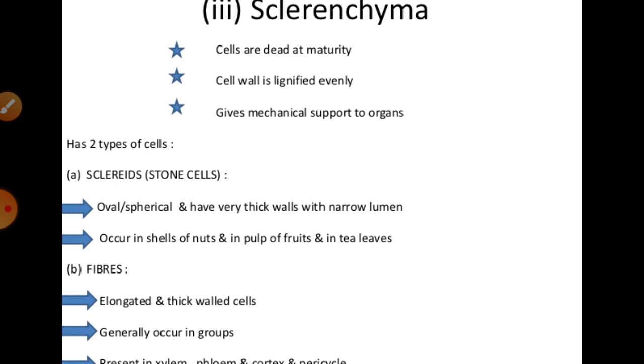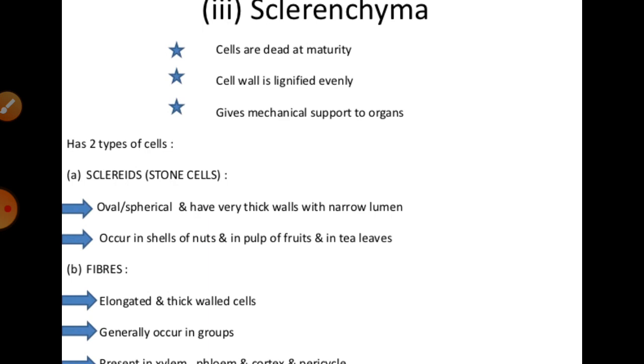And if we talk about the walls, they have many pits in them, right? These are commonly found in the fruit walls of nuts, the pulp of fruits like guava, pear and sapota, the seed coats of legumes, and the leaves of tea. Generally, the sclerenchymatous tissue made up of sclereids can be found in such plants.